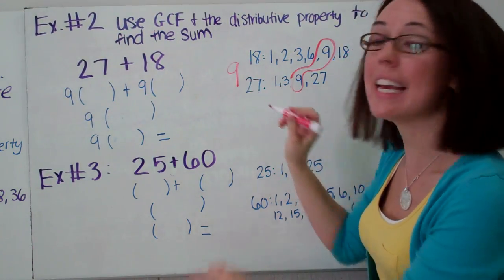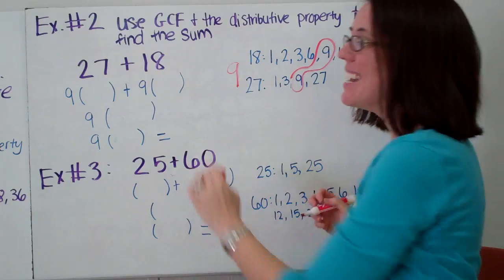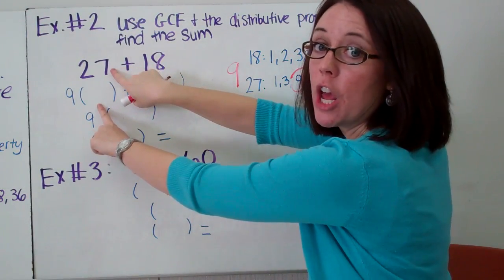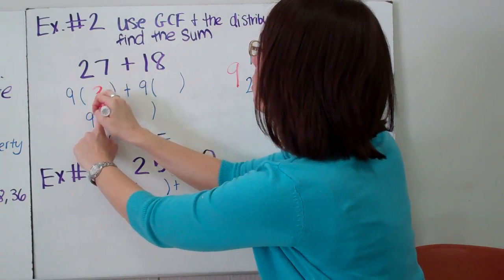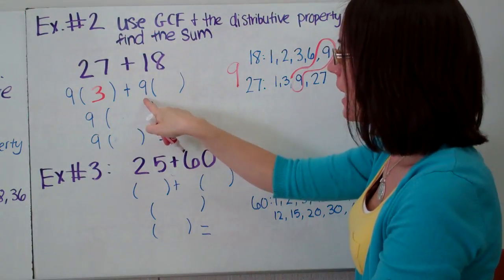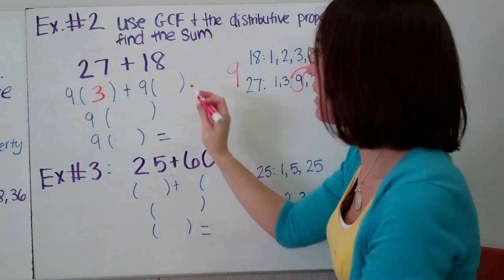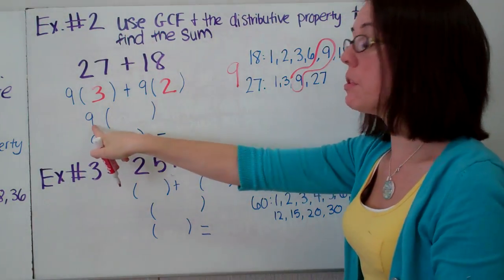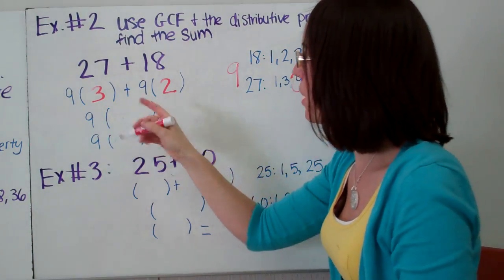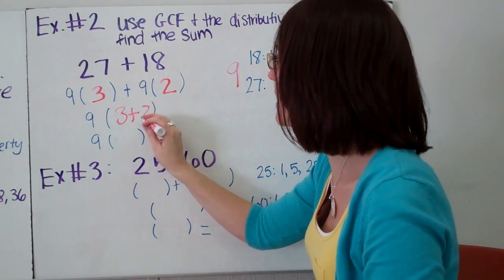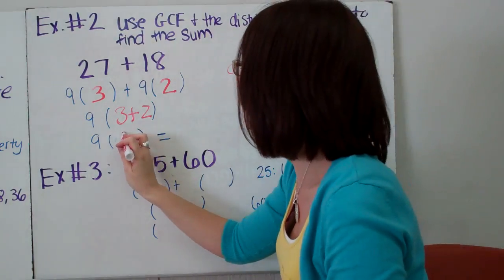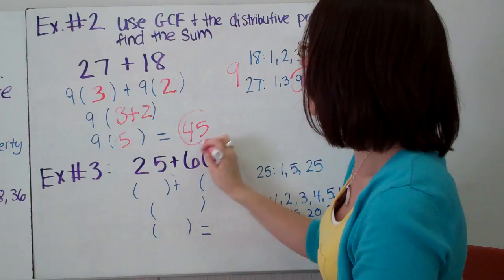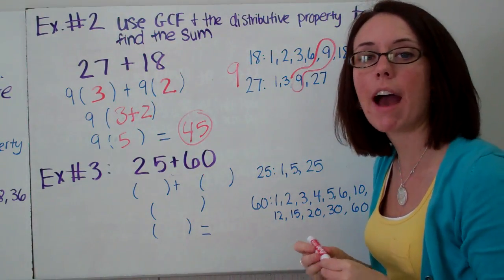Our GCF is 9. So we're going to pull out a 9 from both of these. 9 times what gives me 27? You know that 9 times 3 gives you 27. 9 times what gives me 18? You know that 9 times 2 gives you 18. You still keep your 9 factored out. Put 3 plus 2 in parentheses. And 3 plus 2 is 5. And 9 times 5 is 45. The sum of those two numbers is 45.